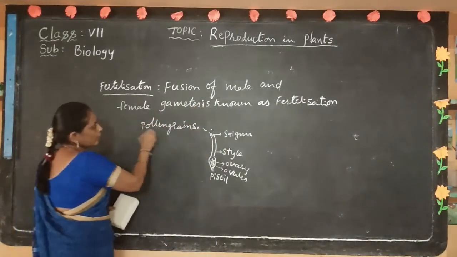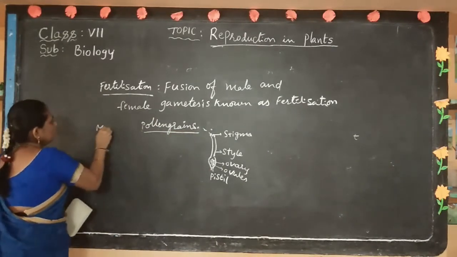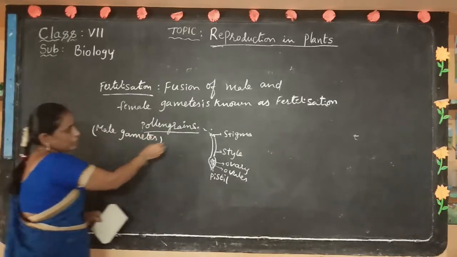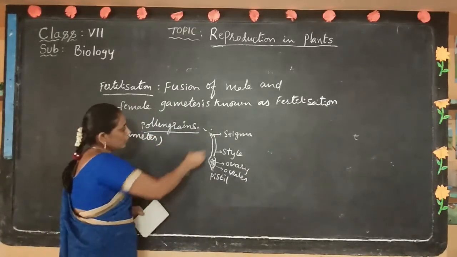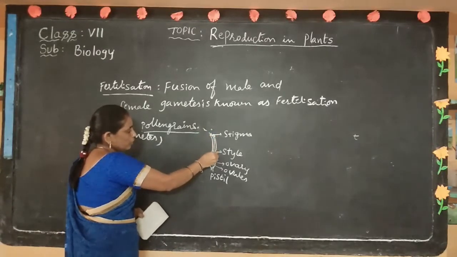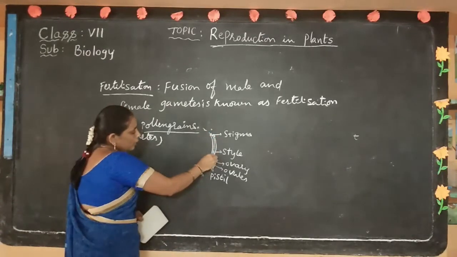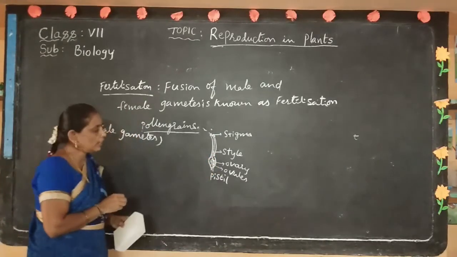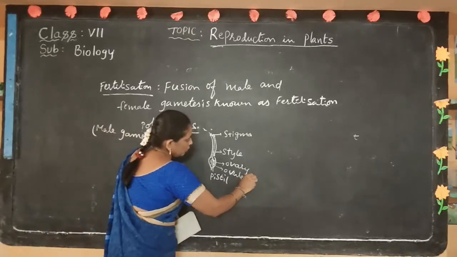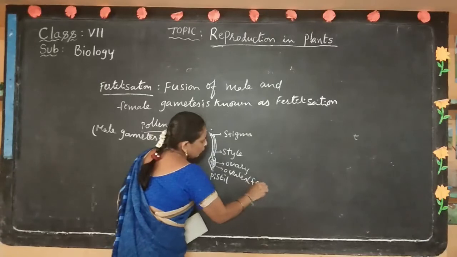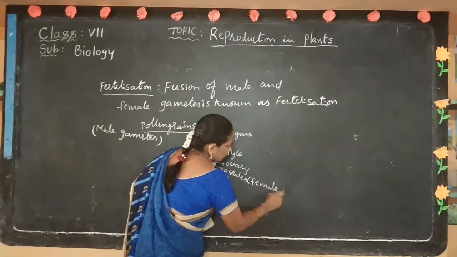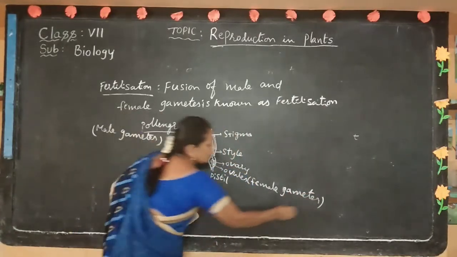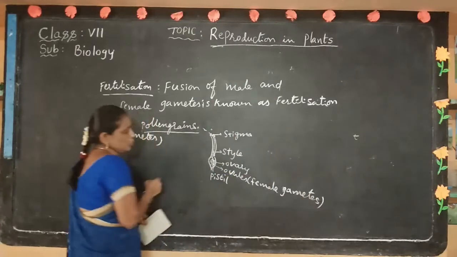The pollen grains are male gametes. They enter the stigma of a flower and produce the pollen tube. The pollen tube enters the ovary and ovules. Ovules are female gametes. Then fertilization is done.